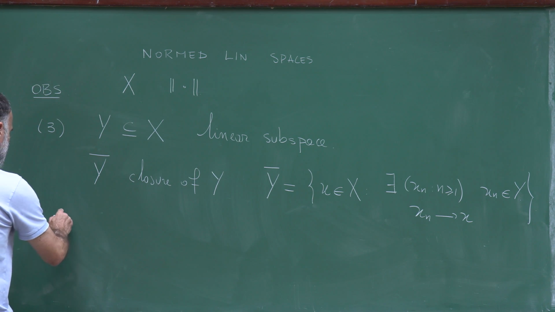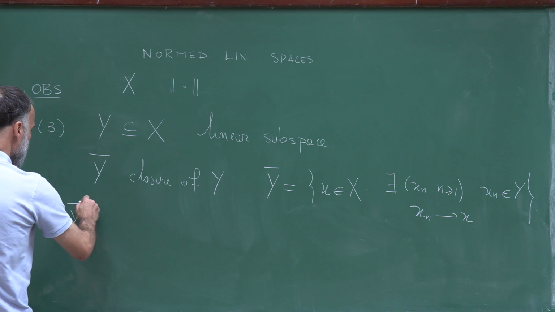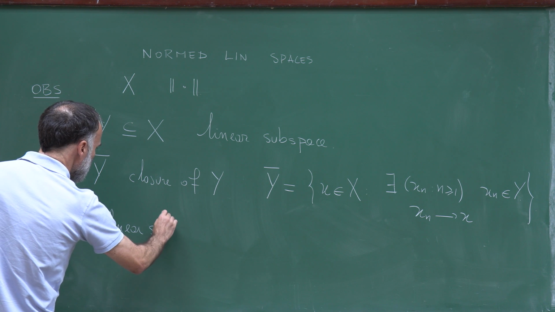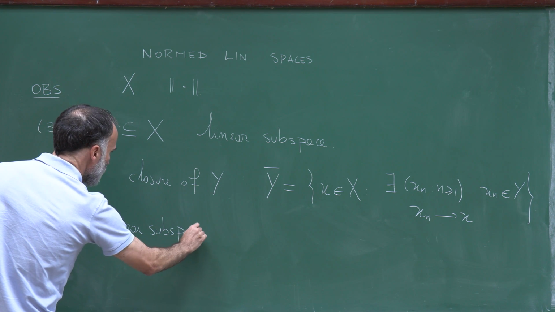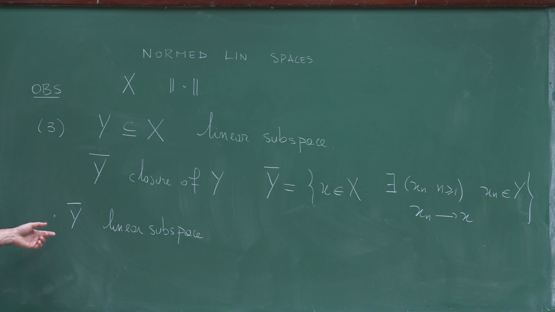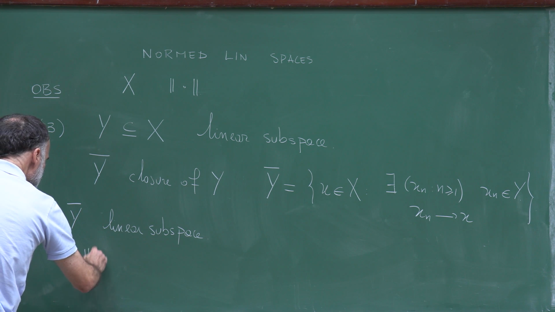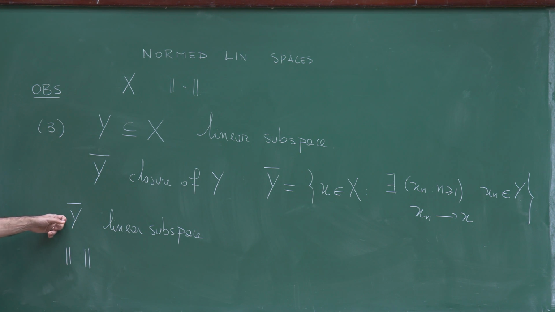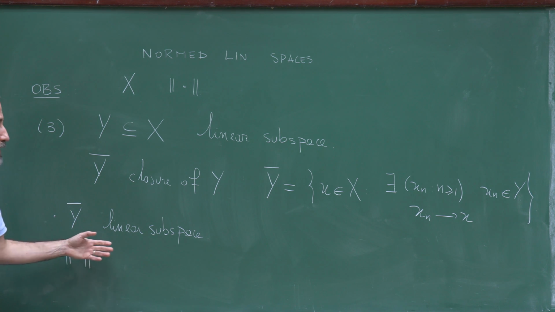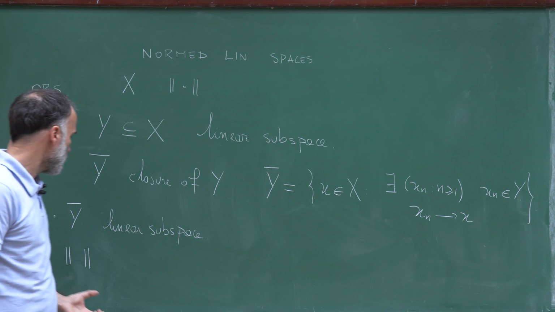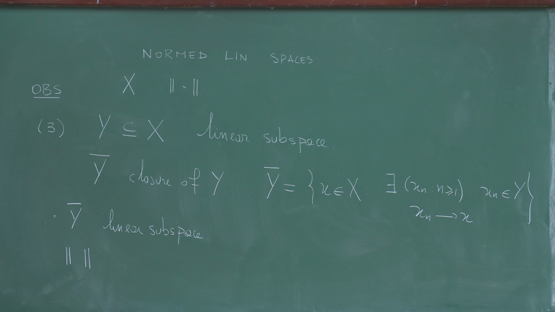What I claim is that Y bar is a linear subspace. And this is very easy to check. I leave that to you. And therefore, if we equip the closure of Y with the norm, we have a new normed linear space formed by the closure of Y together with this norm.